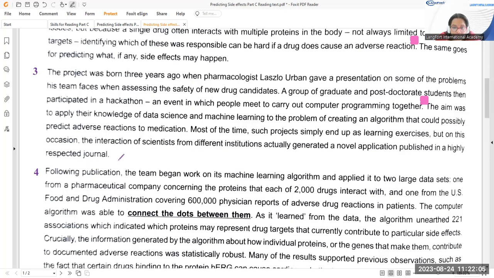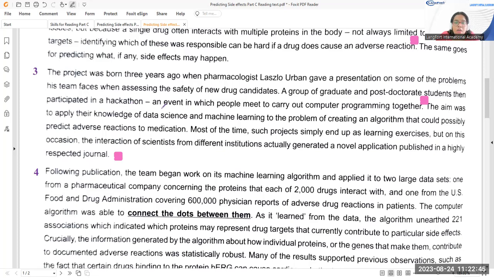Okay, now till the end, Nivya. Okay, ma'am. The aim was to apply their knowledge of data science and machine learning to the problem of creating an algorithm that could possibly predict adverse reaction to medication. Most of the time, such projects simply end up as learning exercise. But on this occasion, the interaction of scientists from different institutions actually generated a novel application published in a highly respected journal.